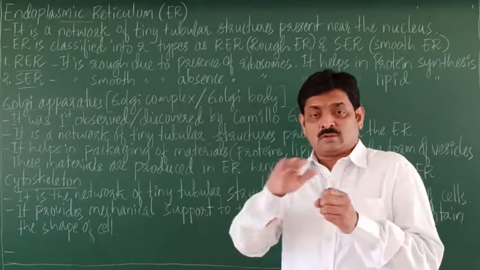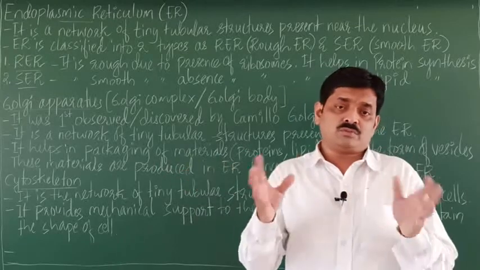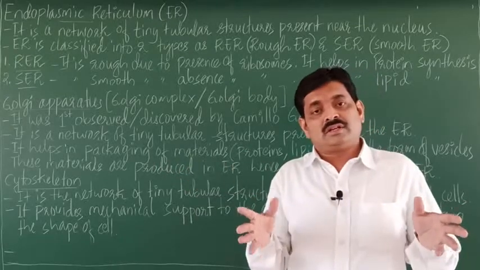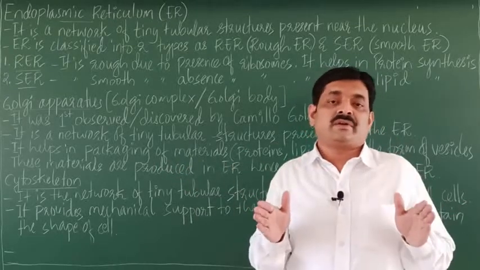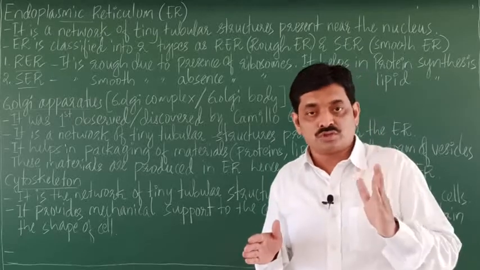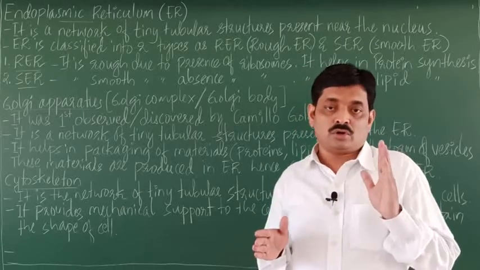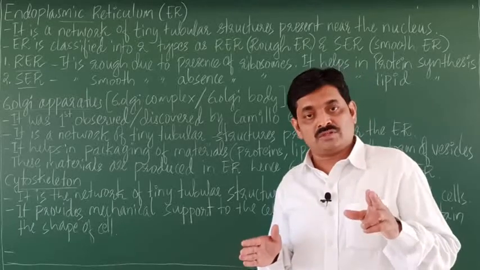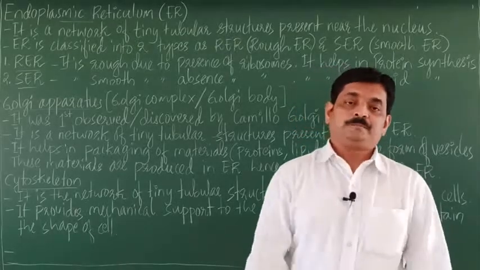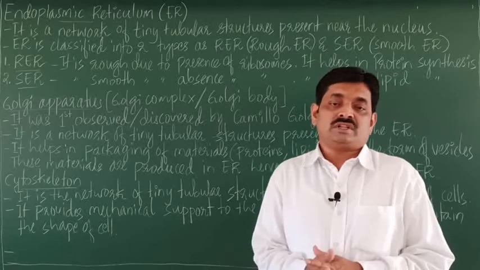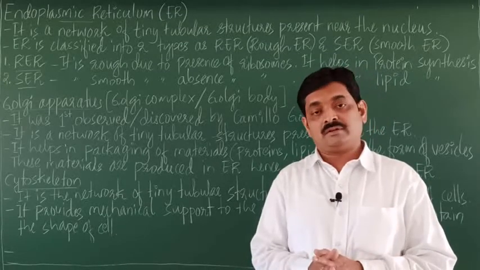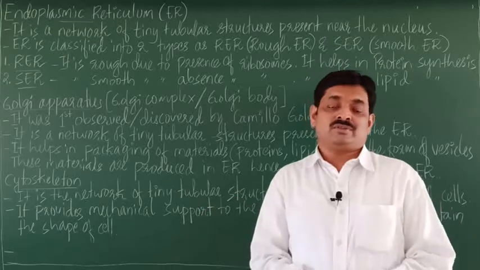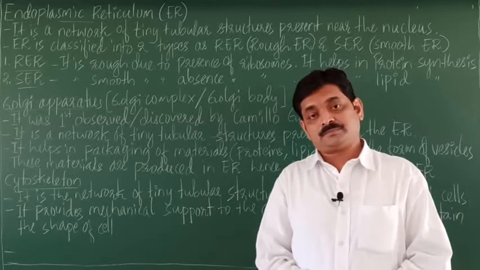So the outer surface appears very smooth, it looks very smooth, right? Such endoplasmic reticulum having a smooth surface is called smooth endoplasmic reticulum. So here ribosomes are absent. Those are the two types of endoplasmic reticulum. This you can see in the diagrams of plant cells and animal cells.